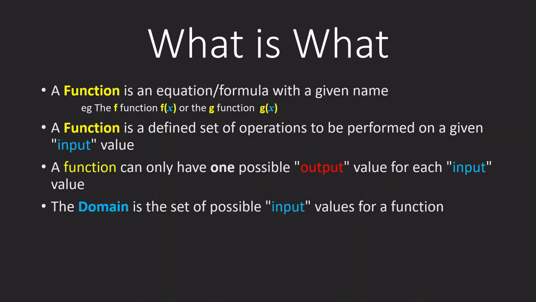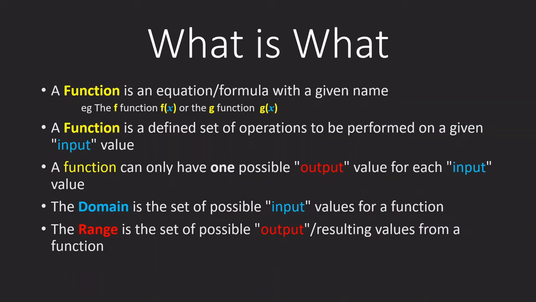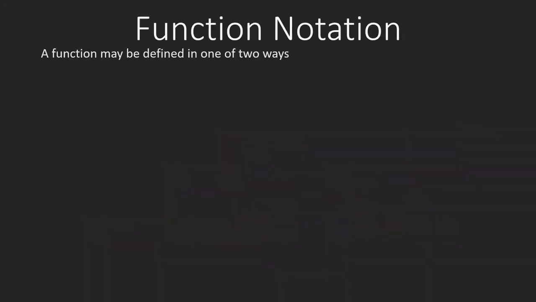The domain is the set of possible input values that we can put into the function. The range is the set of possible output values, or resulting values, from performing the operations in the function on the values we inputted into that function. Take a minute to copy those down before we carry on.